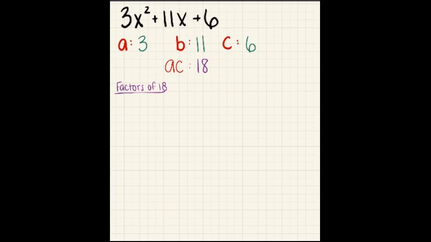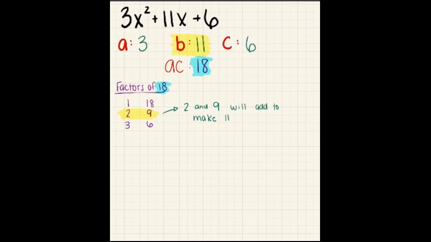So, what are some of the factors of 18? We can do 1 times 18. We could do 2 times 9. We could do 3 times 6. Well, the good news is we can stop right here at 2 times 9, because 2 and 9 are going to add together to make 11.